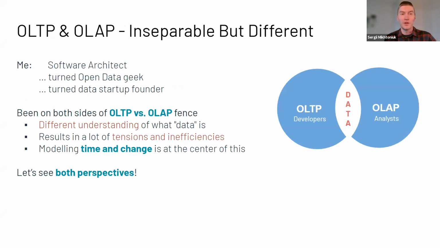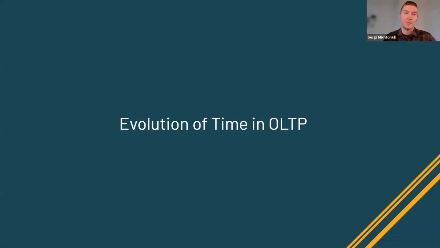So as you heard from my background, I've been on both sides of the enterprise data. I've been a software engineer and also on the analytics side and data engineering. And what I've seen is that despite data being something that connects these two camps, the entire understanding of what data is seems to be very different on both sides. And this seems to be resulting in a lot of tensions and inefficiencies. And I discovered that modeling time and modeling how things change over time seems to be at the center of this problem. So we're going to look at data from both of these perspectives.